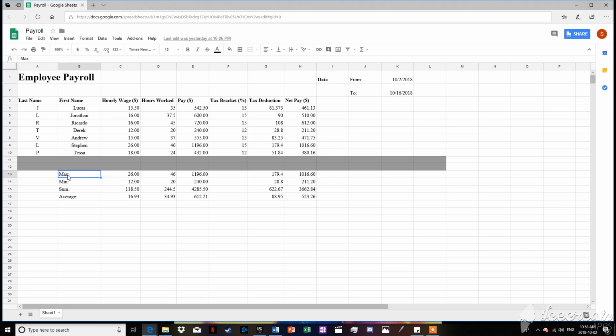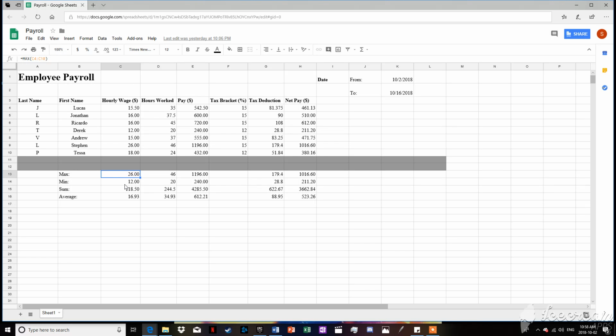Now, if we jump down to the bottom here, we're looking at different formulas for max, minimum, the sum, and the average. These are all things we've looked at before, and we're just going to add them into our payroll. So the max here takes the max from C4, which is $15.50, all the way to C10, and it tries to find the highest value. Well, the highest value is $26 an hour, and that's with Steven, so it puts $26 down here.